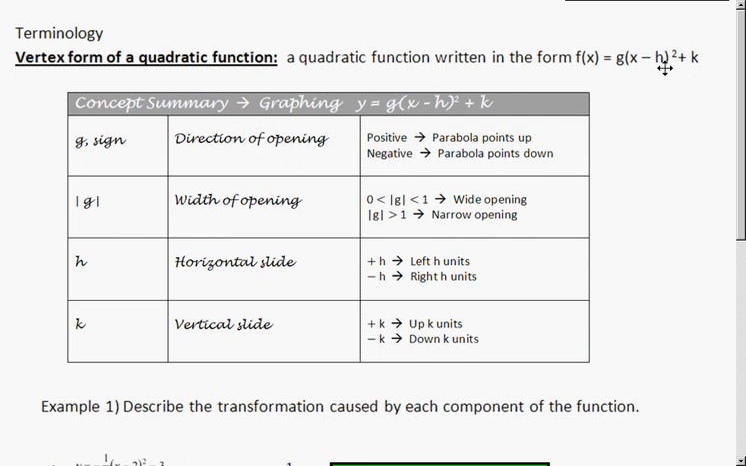H determines if it's going to shift to the left or to the right. When you add H, you shift to the left H units. When you subtract, you move to the right H units. And then K dictates if you slide up or if you slide down. So if K is being added, you're sliding up K units, and if subtracted, you're sliding down K units.